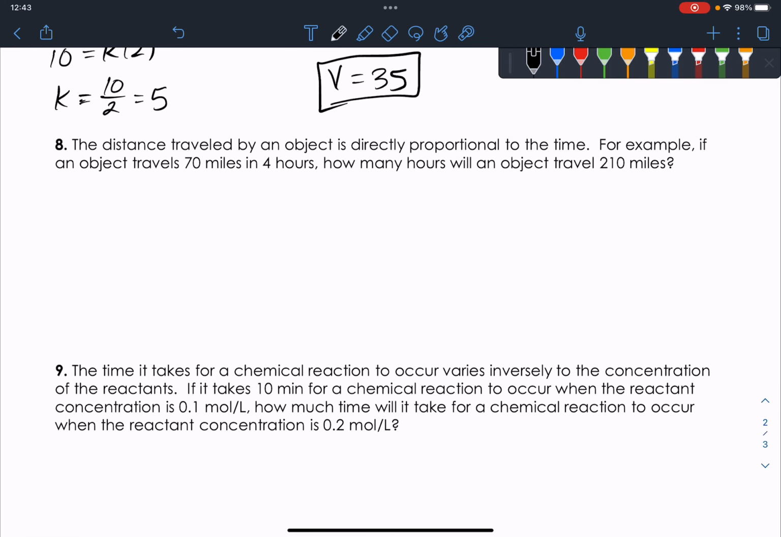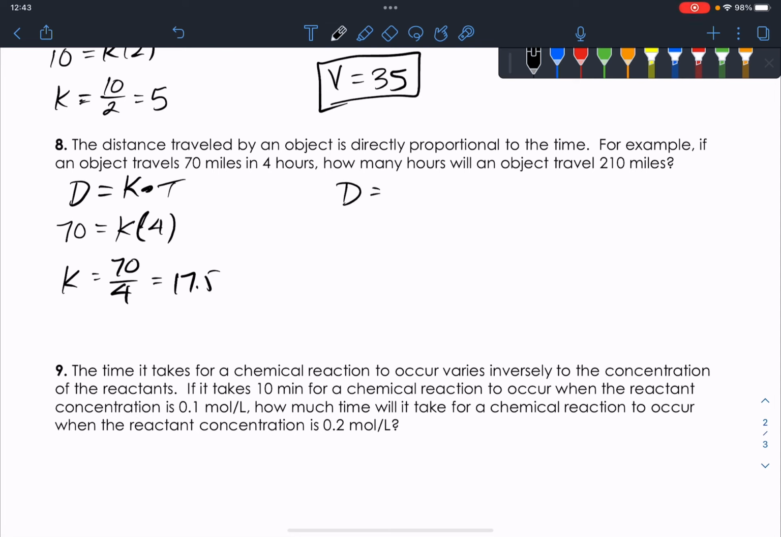Let's look at example number 8. The distance traveled by an object is directly proportional to the time. So again, this means that D is equal to K times T. If the object travels 70 miles in 4 hours, so if the distance is 70 when the time is 4, we can figure out the value of K by dividing 70 by 4, which is 17.5.